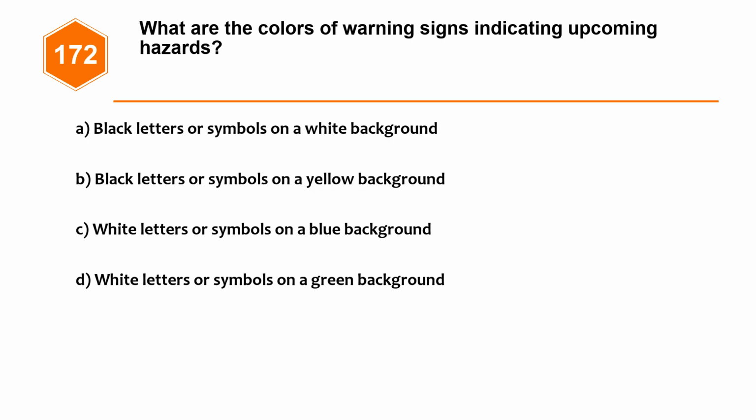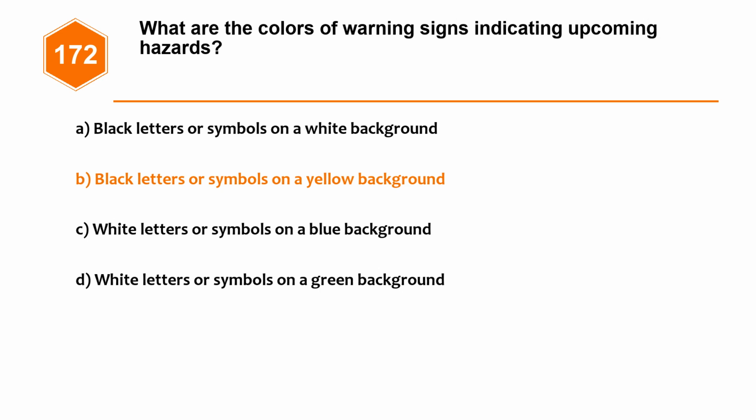Question 172. What are the colors of warning signs indicating upcoming hazards? Option A, black letters or symbols on a white background. Option B, black letters or symbols on a yellow background. Option C, white letters or symbols on a blue background. Option D, white letters or symbols on a green background.